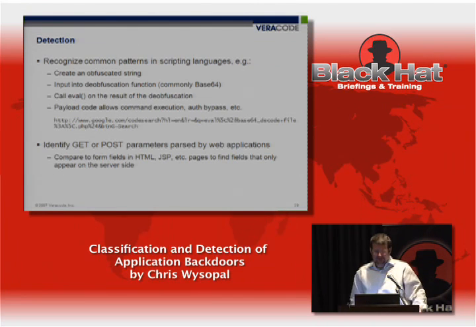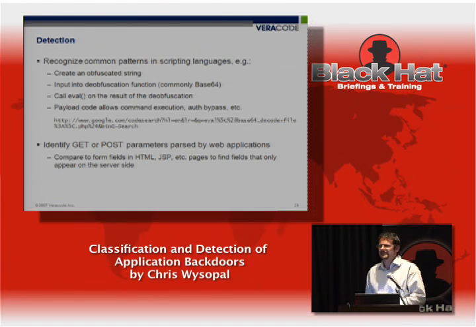So just to summarize some of the detection techniques for this one, a common pattern of obfuscating things in scripting languages is to use any kind of built-in encoding functions. So look for those built-in encoding functions and see if they're ever called and then the values are ever sent to eval, because that's a clear sign that someone's trying to obfuscate the code.